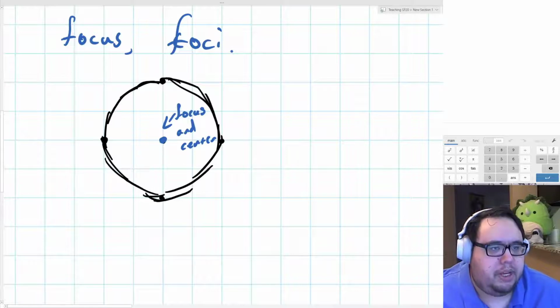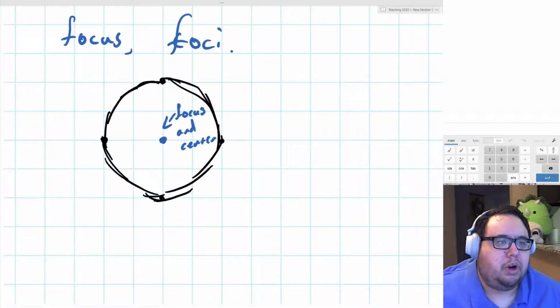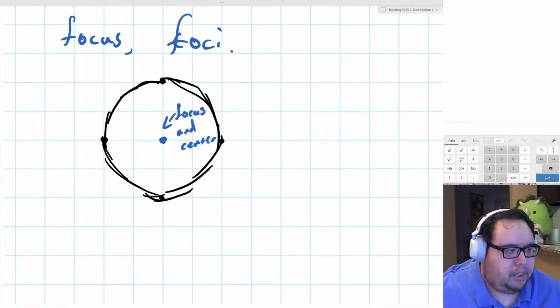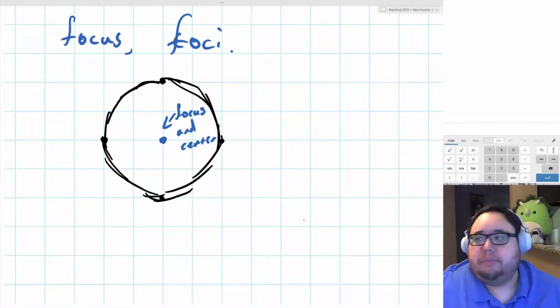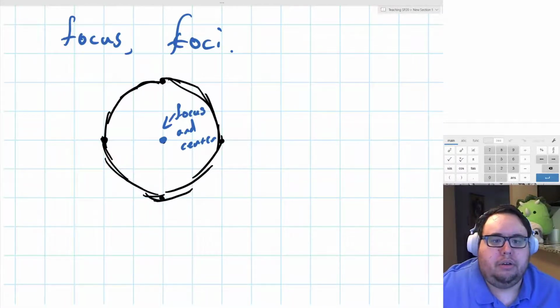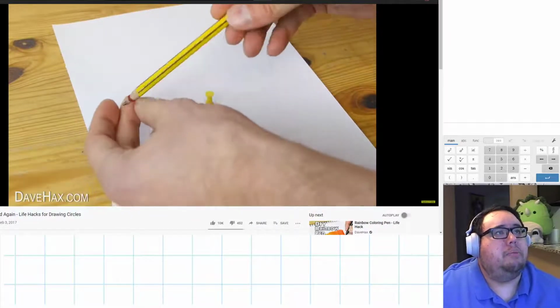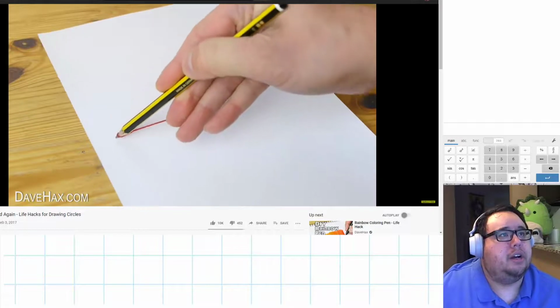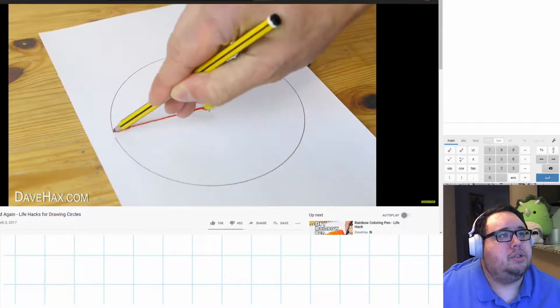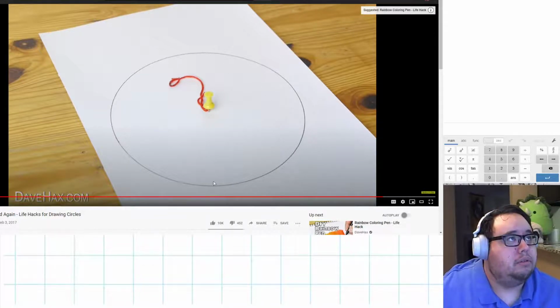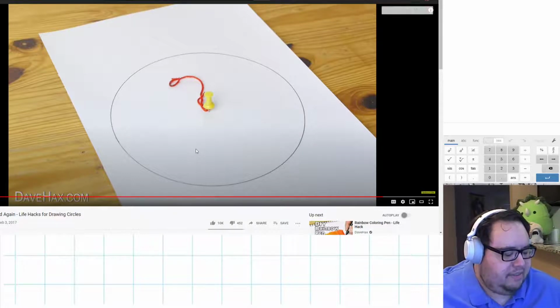And some of you may have seen this before, but there is a way to draw a circle using a pin and string. So, real quick, it kind of looks like this. Notice he's putting the pencil inside the string there, and then he's using that to maintain that radius, right? It has the same radius to every single point. That's sort of what the definition of a circle is.